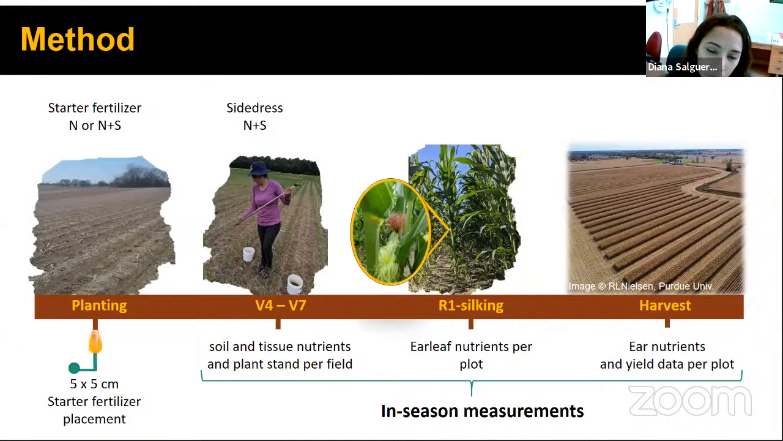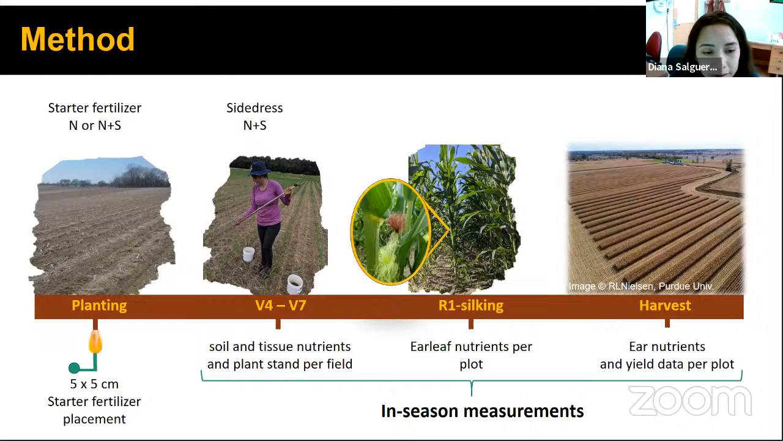So what we did during the growing season, well, starting at planting, we put out our experiments. During 2017 and 18, sulfur was applied at sidedress as well as starter fertilizer at planting. But in 2019 and 2020, we applied sulfur just at sidedress. So at sidedress time, that was between a V4 to V7 stage.